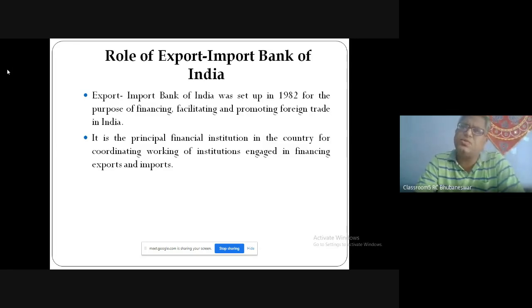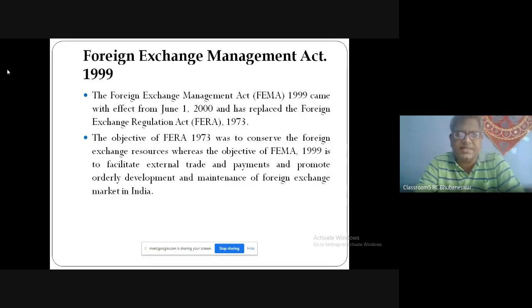The question is, what is the role of the Export Import Bank of India? It is also covered under MCO-4, but similarly I have to discuss some points. What is the role? It is the Export Import Bank, that is called the Exim Bank. It was set up in 1982 to promote foreign trade, and it is a financial institution to engage not only in export and import but also to encourage foreign exchange.